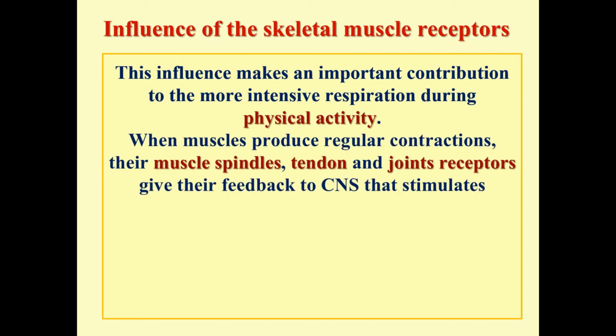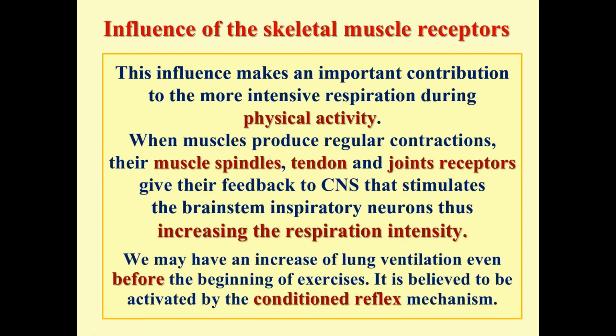When muscles produce regular contractions, receptors such as muscle spindles, tendon receptors, and also receptors located in joints produce their feedback to the central nervous system and at the same time stimulate the inspiratory neurons of the brainstem and increase the respiration intensity, increasing the depth and the rate of respiration. This is due to receptors that are called proprioceptors: the muscle spindles of the muscles, also tendon and joint receptors.